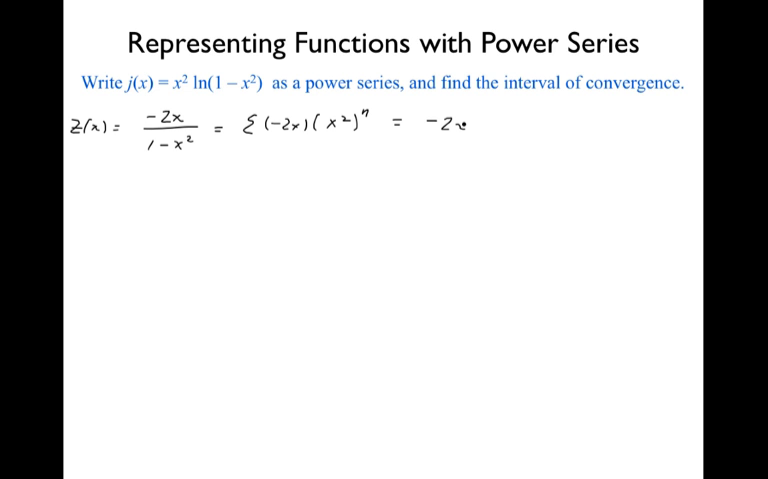equals negative 2x minus 2x times x squared minus 2x times x to the fourth, etc. And what did I say? The antiderivative is going to give me natural log of 1 minus x squared.